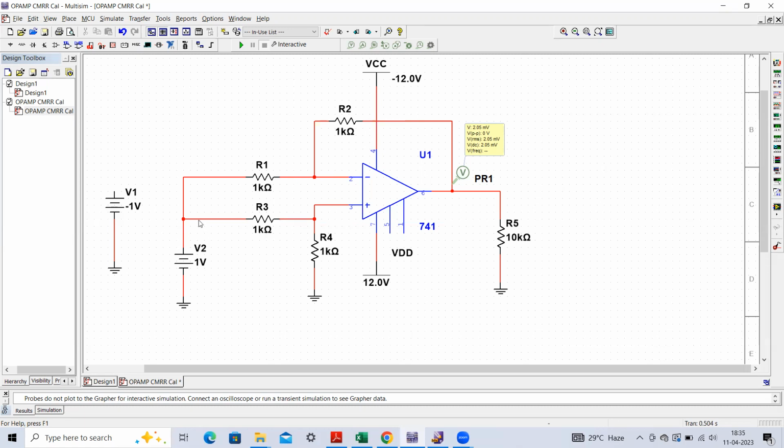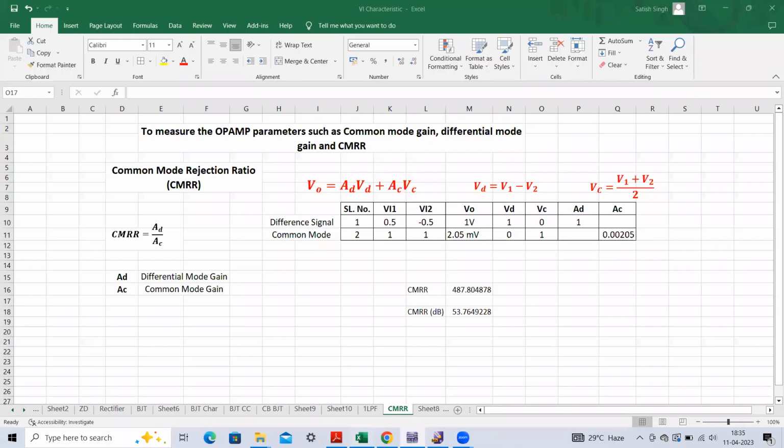So whatever input we apply at this particular terminal will become VI2, and this will become our VI1. This way we have to apply the signals, and then we have to see this particular output, and correlate it with respect to this expression, okay? The expression that I have just shown you, this V output is also given by AD into VD plus AC into VC, where VD is the difference signal given by V1 minus V2, and VC is equal to V1 plus V2 divided by 2.